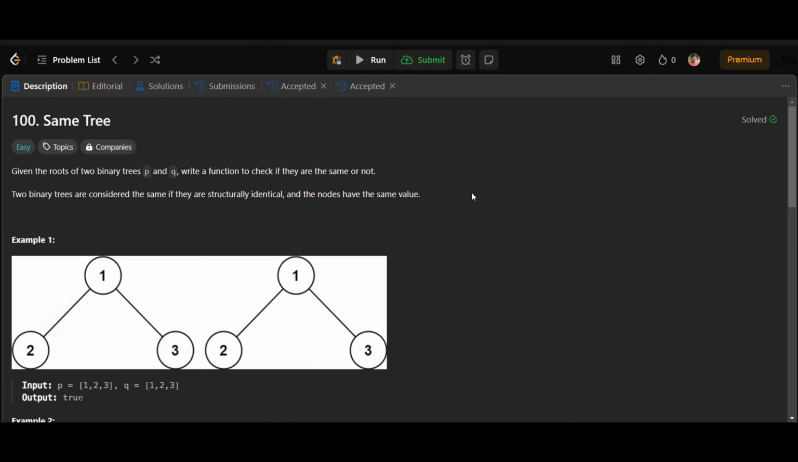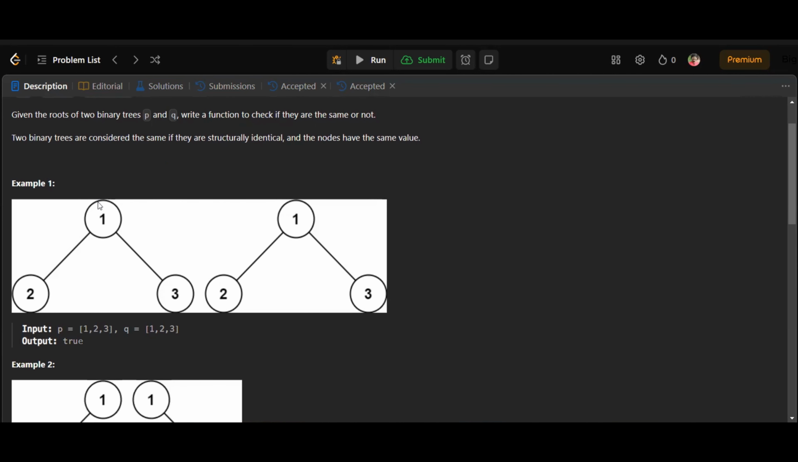Hello everyone. Welcome to the solution of LeetCode problem 100 named Same Tree. In this problem, we are given two trees and we have to determine whether both of the trees are the same or not. Let's analyze example 1.